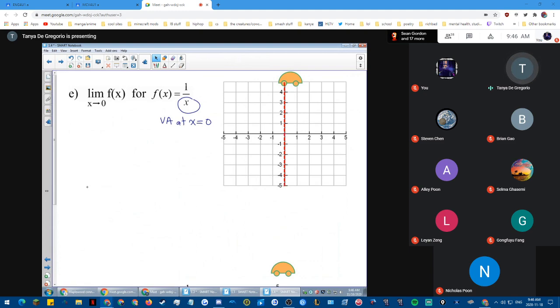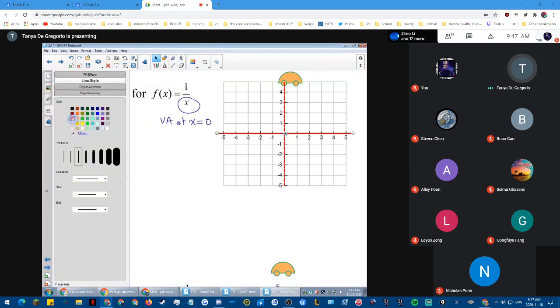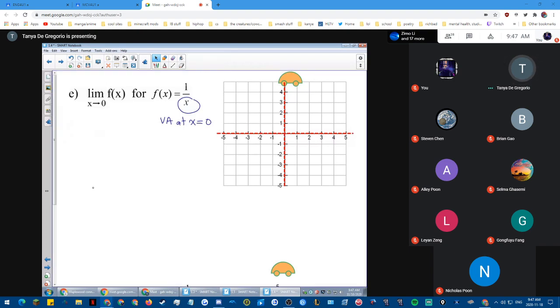There's my vertical asymptote. From what you know of functions, because you are familiar with this function, right? Your rational function. What else is happening here? Yeah, there's also a horizontal asymptote. You have seen this function in the past. We have a vertical and a horizontal asymptote. So I have a vertical asymptote, x equals 0, and a horizontal asymptote, y equals 0.